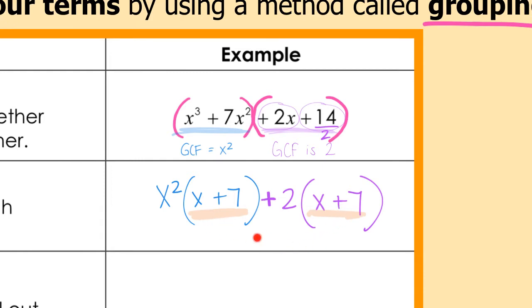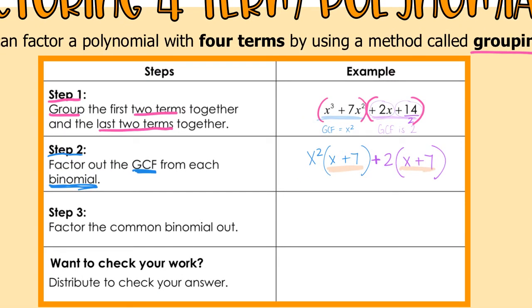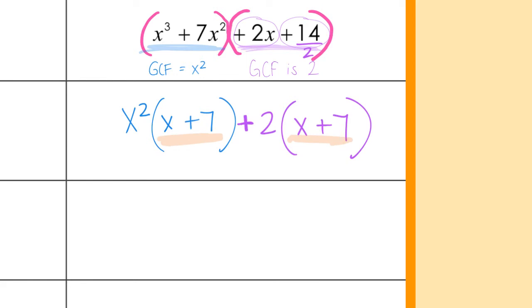Now, the reason why we did this is that they now have a common factor. This x plus 7 and this x plus 7 are exactly the same thing, so you can factor out that common binomial. So step 3, it says factor out the common binomial. All that means is you're going to remove it from both of those sides. So I'm going to go ahead and pull it out here. I'm going to put x plus 7 right here.